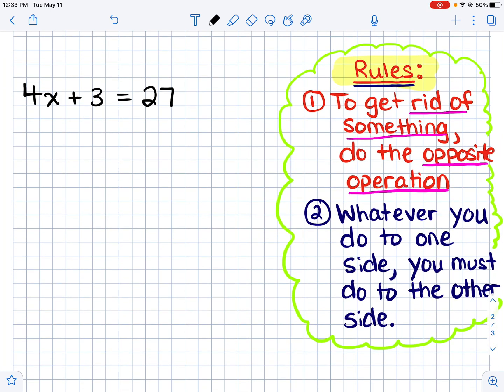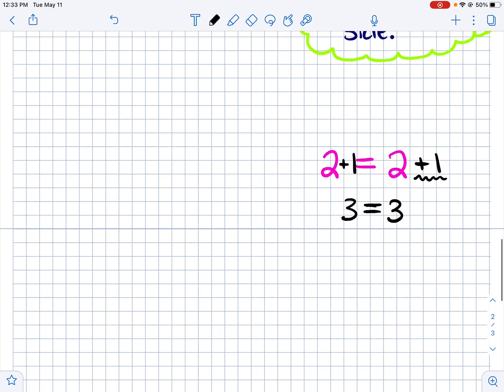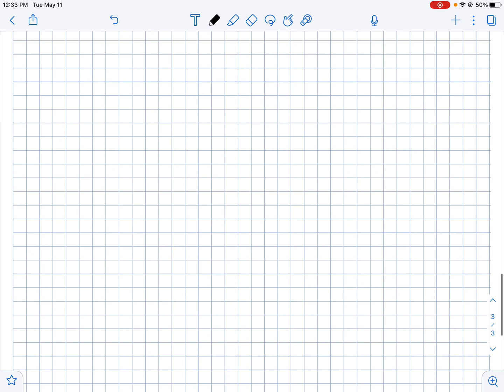And this first rule, to get rid of something, do the opposite operation, just helps us get rid of things. So, if we want to get rid of a 3, what's the opposite of 3? What's the opposite of positive 3? Negative 3, because it's going to equal 0. Sometimes we want to get rid of something.